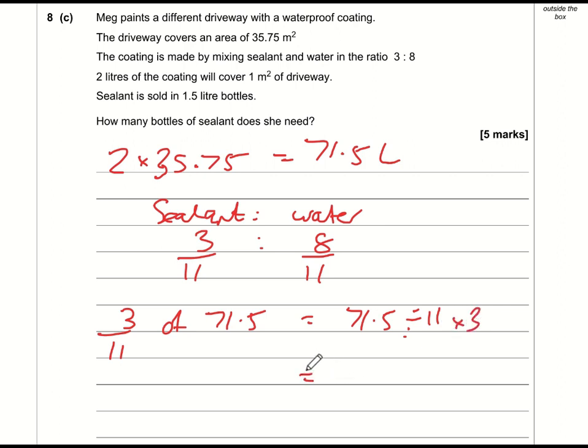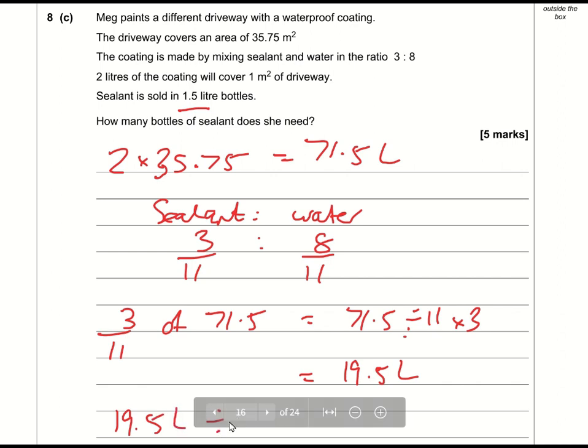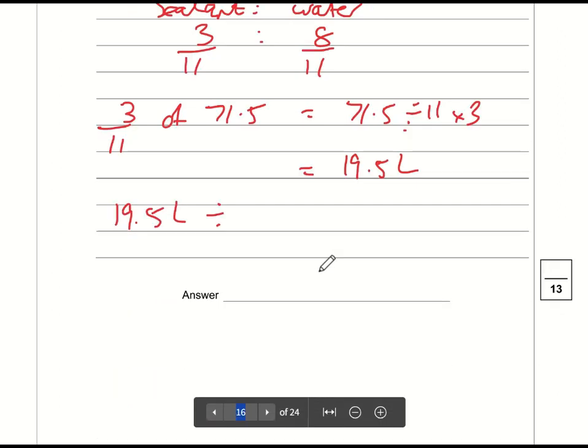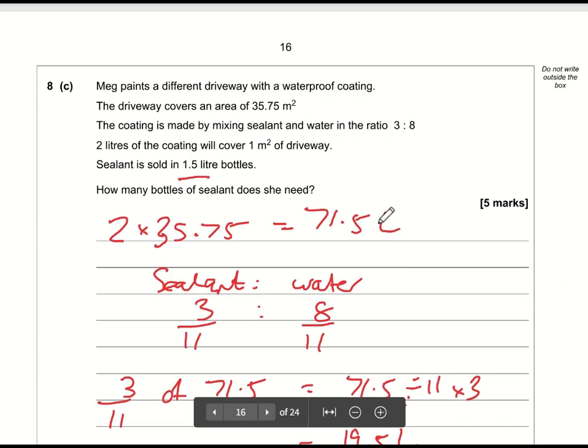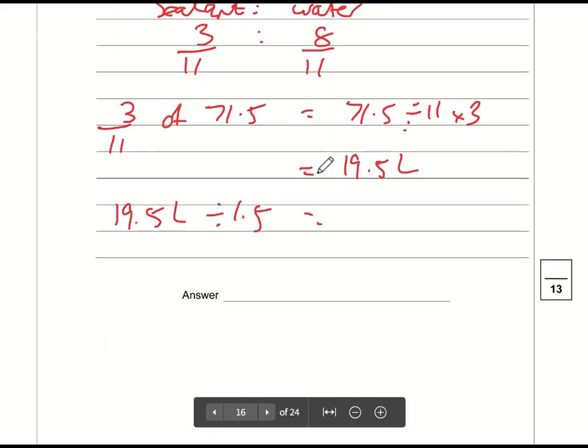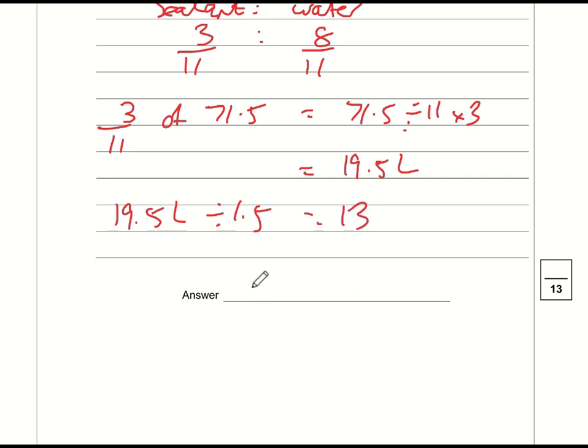And 71.5 divided by 11 multiplied by 3 is 19.5 litres. So that is the number of litres of sealant we need. It's sold in 1.5 litre bottles. So 19.5 litres divided by, let me scroll down a bit, divided by 1.5, and that comes to exactly 13. There we go, and that's the final answer, just asking how many bottles. I thought it might ask what the cost was, but we don't know. So the answer is simply 13 bottles.